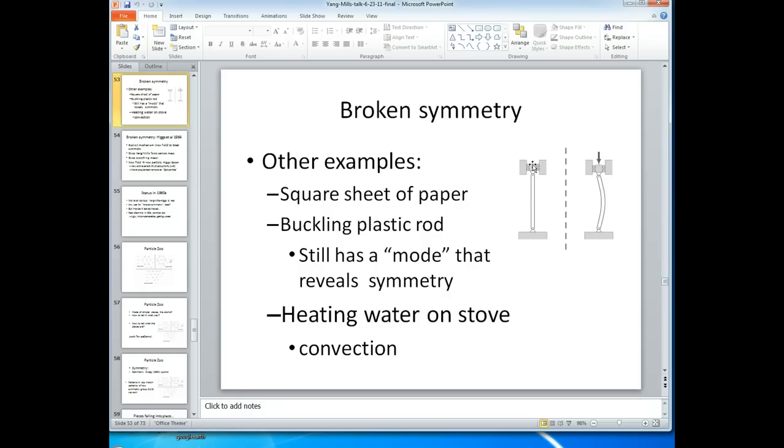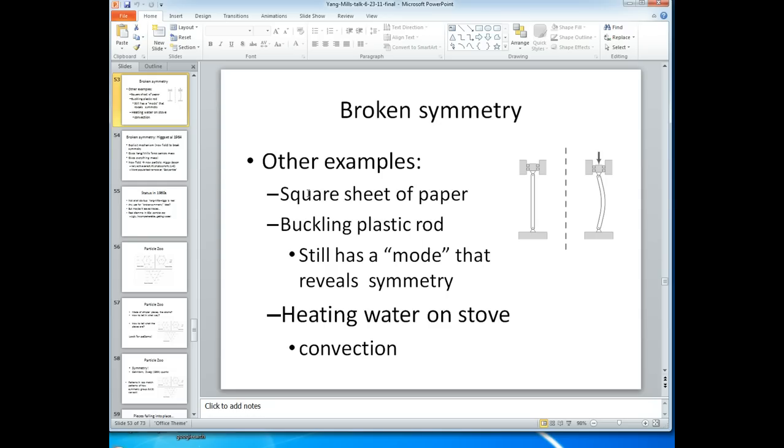Other examples of broken symmetry, for example, a square sheet of paper. If you look at a plane, a mathematically idealized plane, that has a translation symmetry. You can translate infinitely far in any direction. A square sheet of paper breaks that symmetry because there's an edge to the paper. If you're an ant, you can't just walk forever and say, oh, basically everything's the same. When you get to the edge, you notice it. And so that kind of breaks the symmetry.